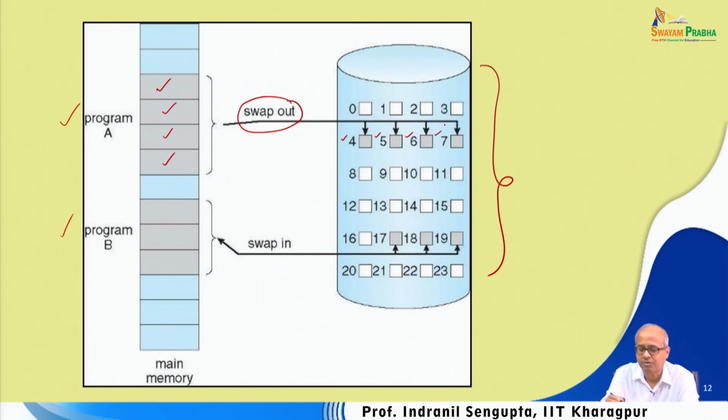So, when you are swapping it out, the pages that are updated will have to be written back into 4, 5, 6, 7, but not all the pages, only the pages which you have changed or modified while they are in memory. Similarly, when you are loading some new pages, for example, program B, you are loading 3 pages, suppose they are present here, here and here, they will get loaded into main memory. Okay? This is how it works basically.